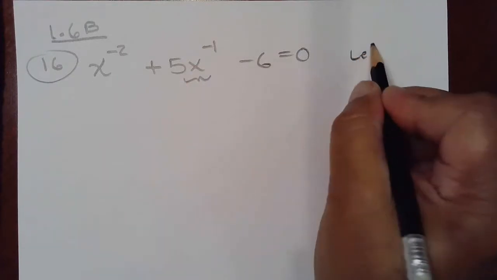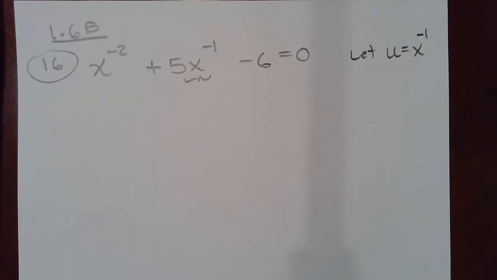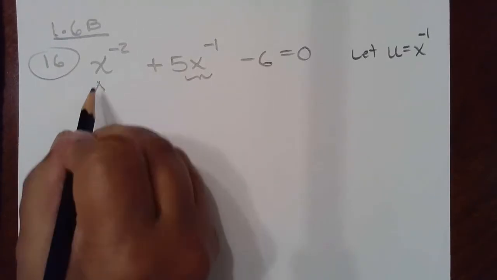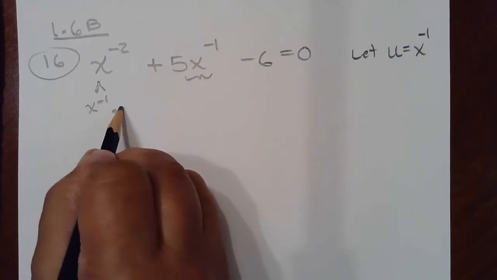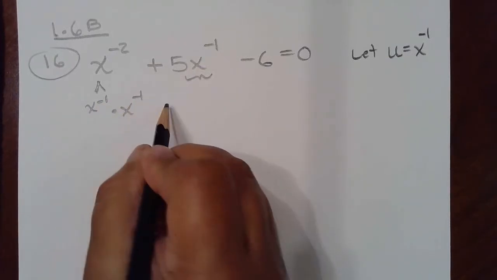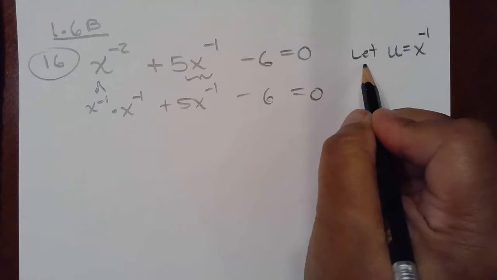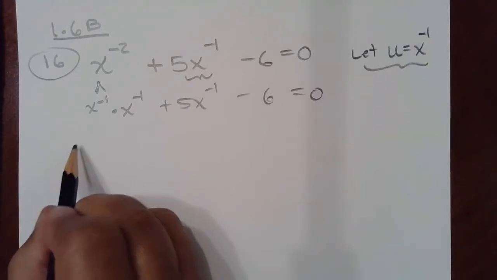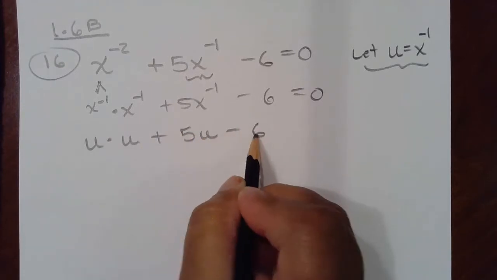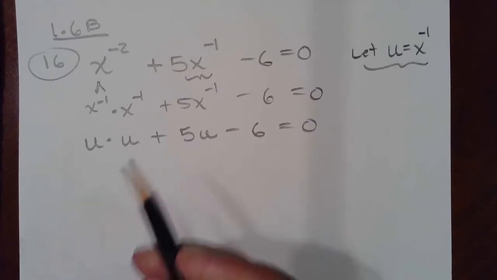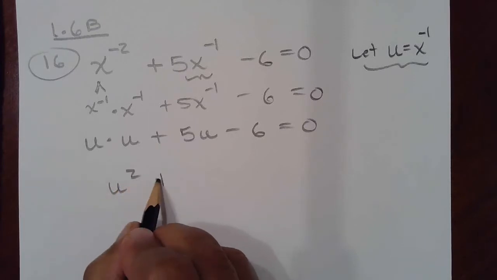So you're going to let u be equal to that x to the -1, and then you're going to rewrite this. Be aware that x to the -2 is the same thing as x to the -1, that power right there, times x to the -1. And then this is 5x to the -1 minus 6 equals 0. So if you're allowing u to be equal to x to the -1, that means each place that you see an x to the -1, you can replace it with u, which is why it's called the substitution procedure.